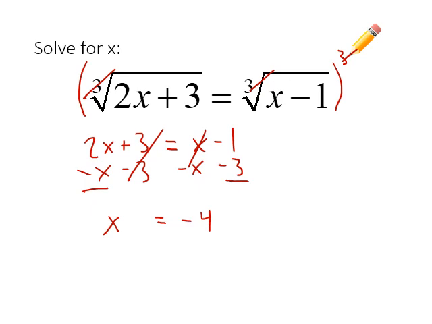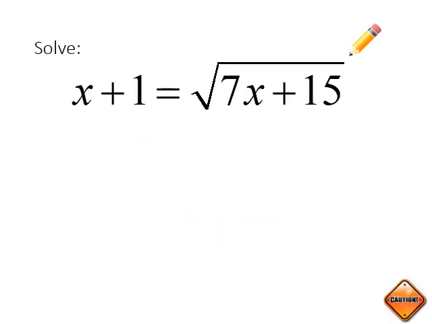-4. If I take a quick look at the top, 2 times -4 is -8, plus 3 is -5. On the right side, -4 minus 1 is -5, so that checks out. I checked my first extraneous solutions. Next one, there's a little caution symbol here. We're probably going to have some extraneous solutions here.